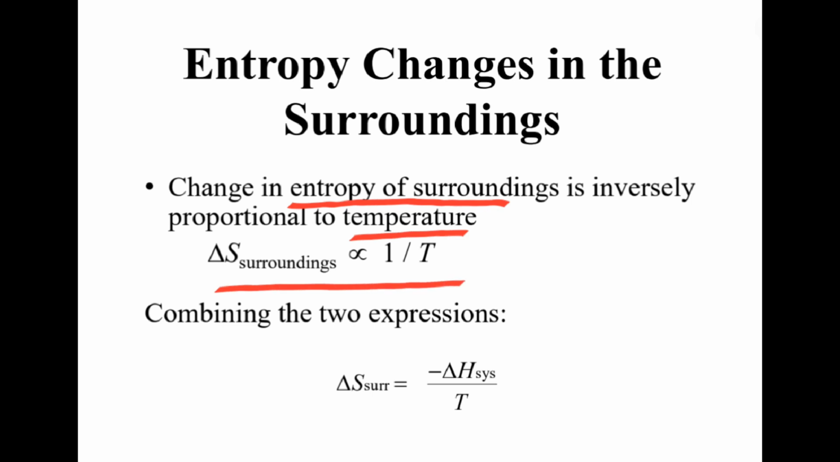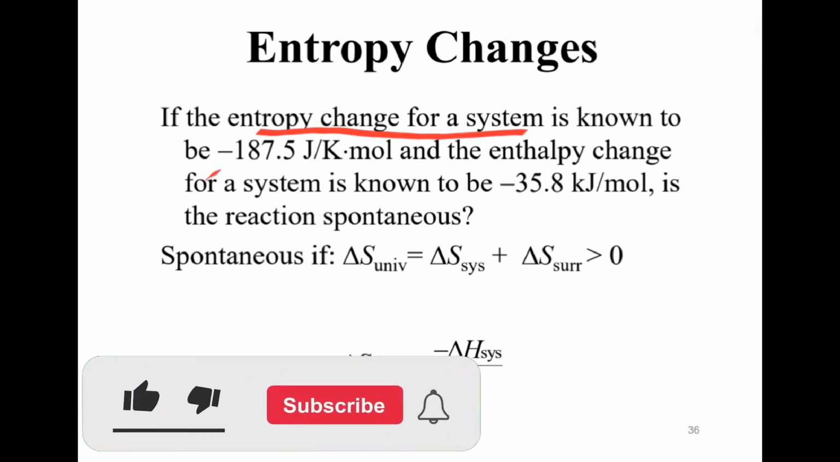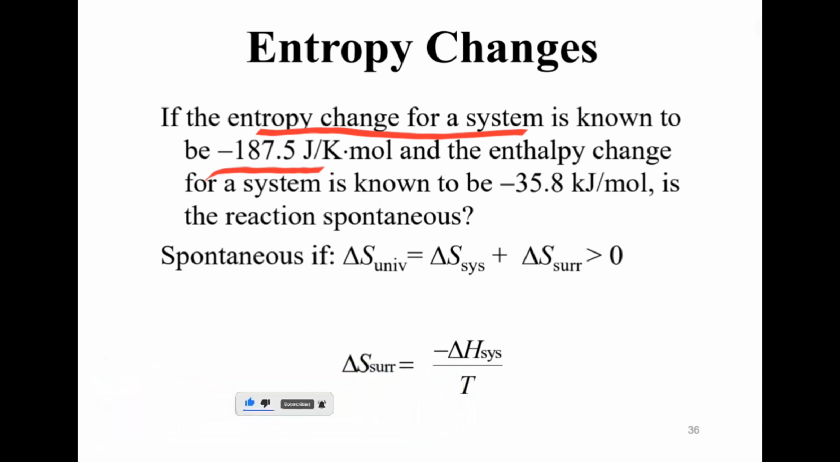Change in entropy of the surrounding is inversely proportional to temperature. So combining these two expressions yields this equation. And the equation is change in entropy of the surrounding is equal to the negative value of change in entropy of the system over temperature. Let us practice. If the entropy change for a system is known to be minus 187.5 joule per Kelvin per mole, and the enthalpy change for a system is known to be minus 35.8 kilojoule per mole, is the reaction spontaneous?